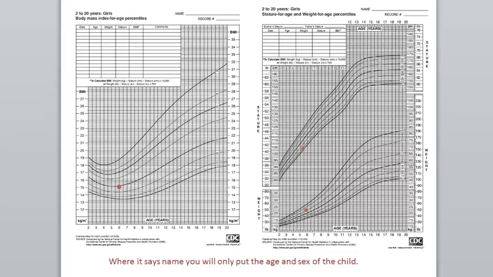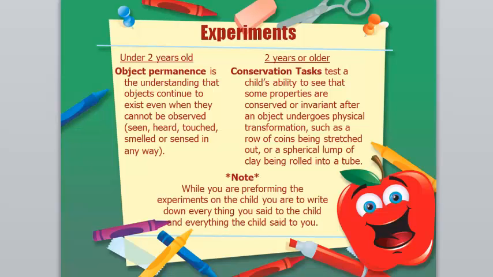Okay, your experiments. Under 2 years old, you will be doing object permanence. This is the understanding that objects continue to exist even when they cannot be observed, which is seen, heard, touched, smelled, or sensed in any way. Usually children under 2 are the ones that you perform object permanence on.